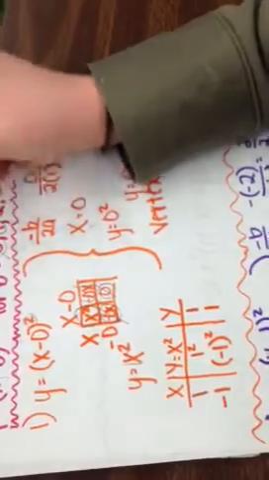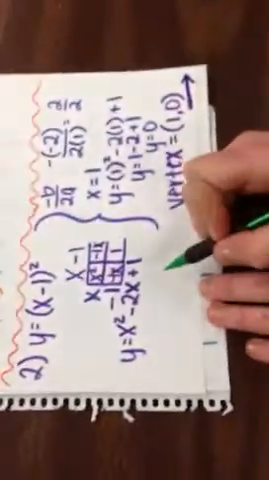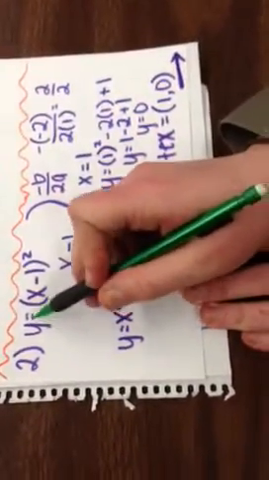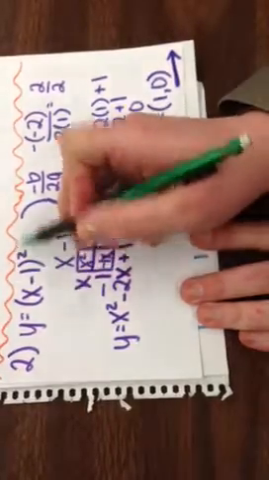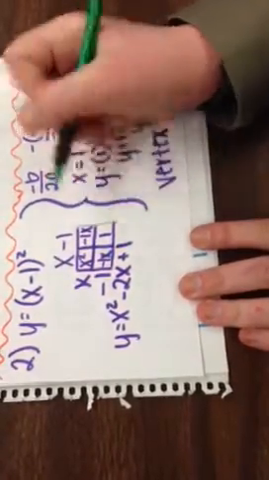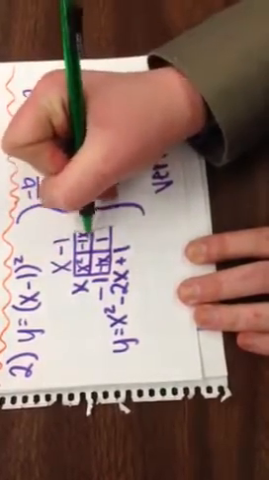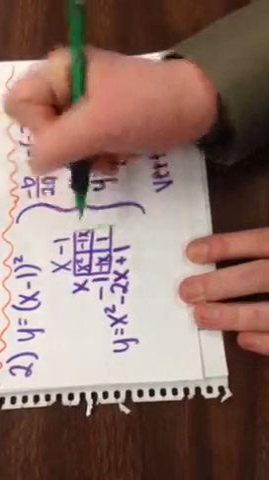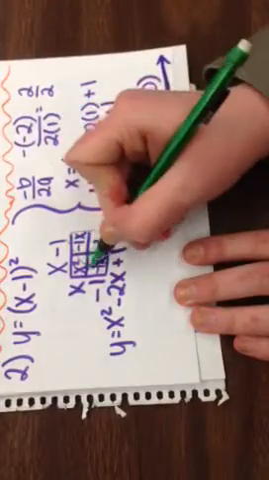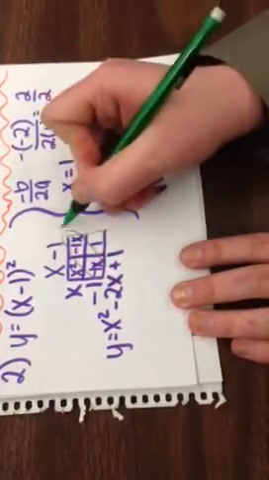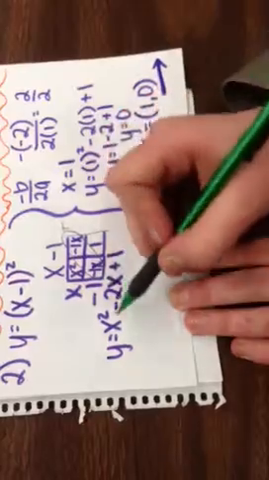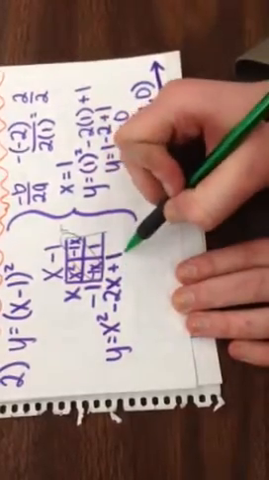Now we're going to do 1. So down here we have the problem, y equals (x minus 1) squared. We're going to write it out here again. So x and x squared, minus 1x, minus 1x, and 1. These two are the same, so we're going to add those together. So x squared minus 2x plus 1.